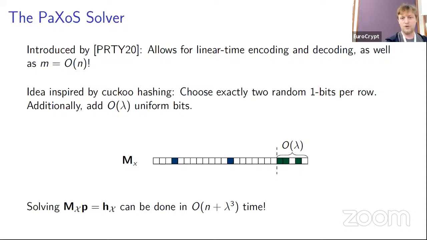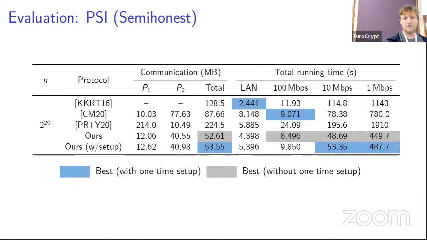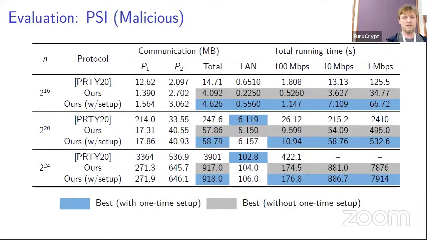So, okay, what does it give us? Here are some timings in the semi-honest model for a quite small input set size. You can see that our protocol already has the lowest communication of all the ones that we compare against. In particular, if we include a one-time setup that comes from the vector OLE generator, then it's also the fastest in all settings that are communication constrained. If we increase the size of the input set, it becomes even faster if we include this one-time setup phase. You can see similar things in the malicious setting. In fact, our protocol is also maliciously secure.